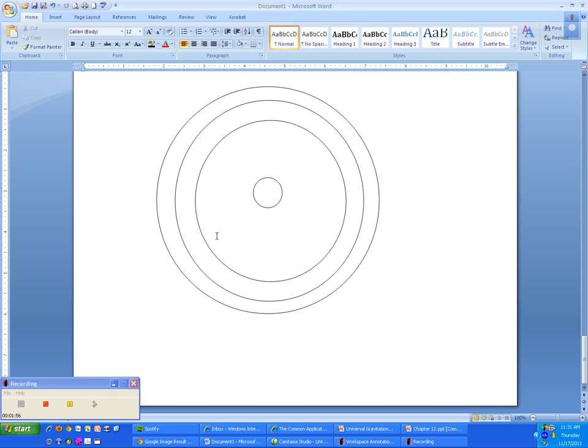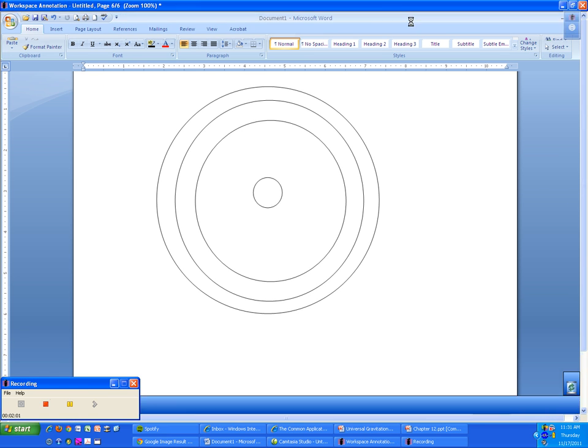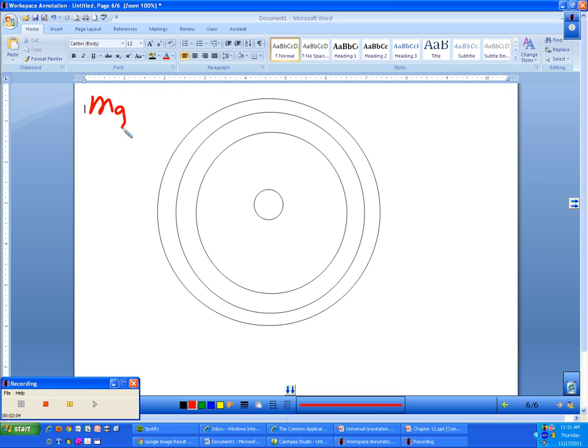Now, let's use one that actually has more than that and goes to the third energy level. Let's use magnesium. Magnesium has an atomic number of 12 and a mass number of 24. And by looking at those, we can tell right off the bat that we're going to have 12 electrons, we're going to have 12 protons, and then subtracting 12 from 24, we get 12 neutrons.